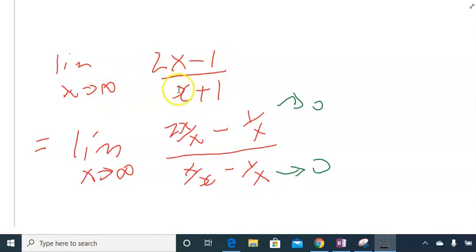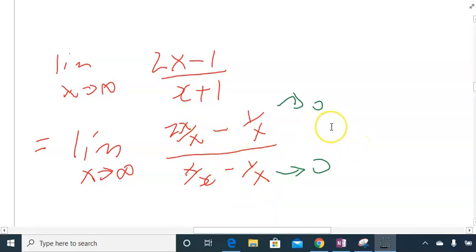x plus 1. What we do here is divide each term in the entire expression by the highest exponent in the denominator. So we divide each term by x. So we go down to our next step. And so we divide this 2x by x, this minus 1 by x, this x by x, and this, that should be a plus 1 here, by x, right? So check the sign right here. It should be a plus 1.